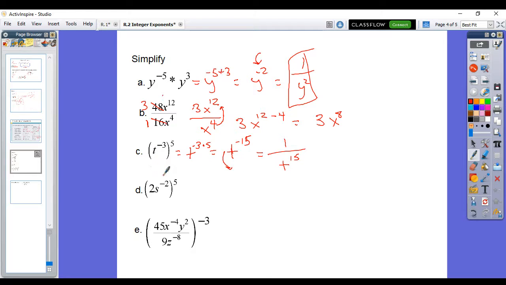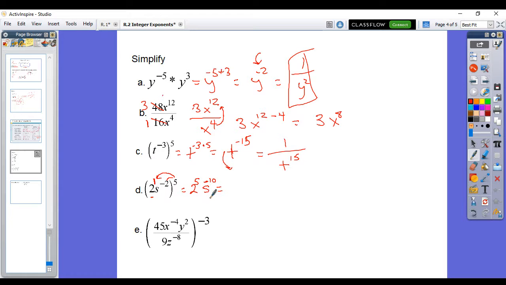Now, same concept here. We're going to distribute this. Now, there are two different things right here. There is a 2. What exponent does this 2 have? It's a 1. Yeah, when there's no number on that value, then it's understood to be 1. This negative 2 is strictly on the s. So we'll distribute that 5. That gets us 2 to the 5th, 1 times 5 is 5. s to the negative 2 times 5 is negative 10. So this gives us then negative 10.